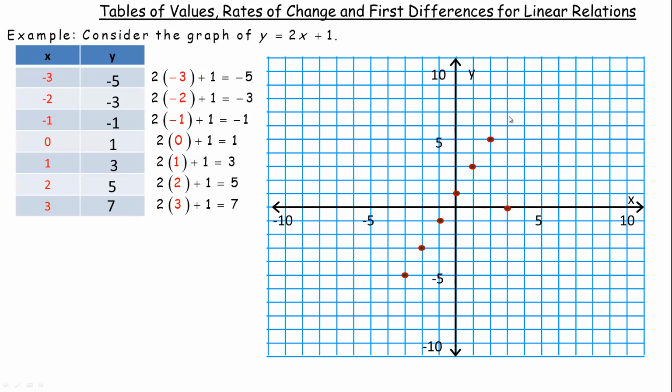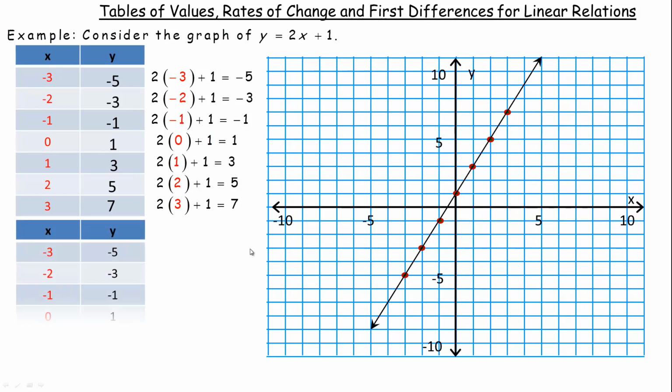So (3, 7) would be right there. And we draw a line between them. So notice that this produces a nice straight line. Now, I duplicated the table of values down here because I want to talk about what are called the first differences. And the first differences are what y is changing by in the table.